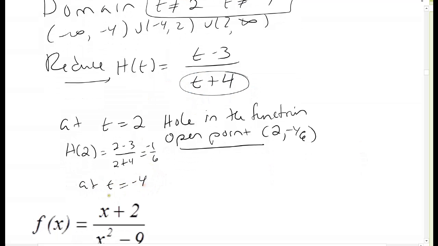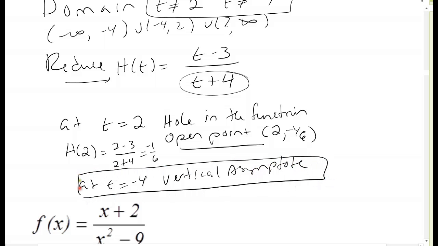So at t = -4, since there was no way to get rid of that factor, that's my vertical asymptote. All right, my vertical asymptote is at t = -4. I've got a hole at the point 2. So there are two breaks, but they're doing two different things. If you graph the function, you'll see that.